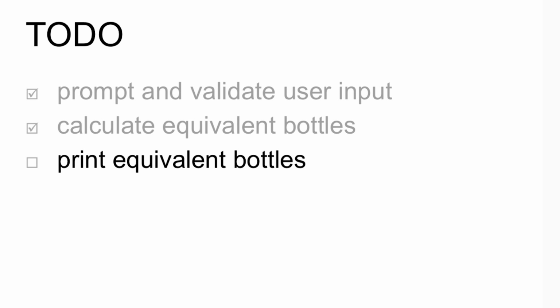All right, we're almost done. We've prompted the user for their input. We've ensured that it's valid input. And then we've figured out how to calculate the equivalent number of bottles that they consumed. So the last thing to do is to output the equivalent number of bottles and hopefully encourage them to conserve some water. Outputting the value will be a printf statement.